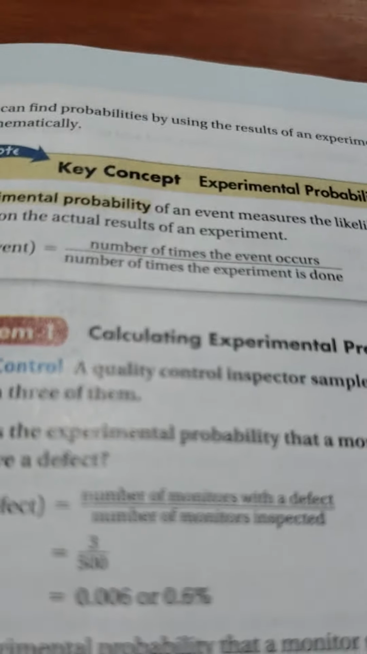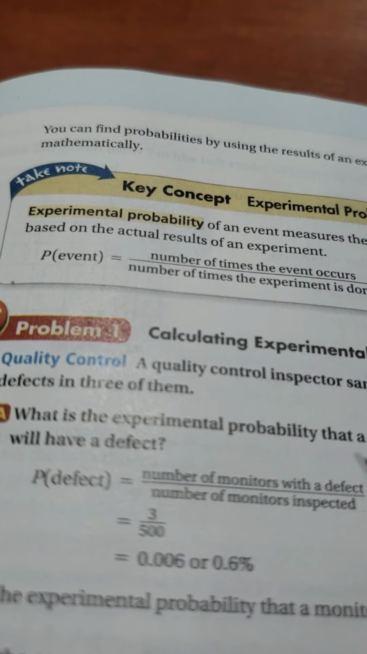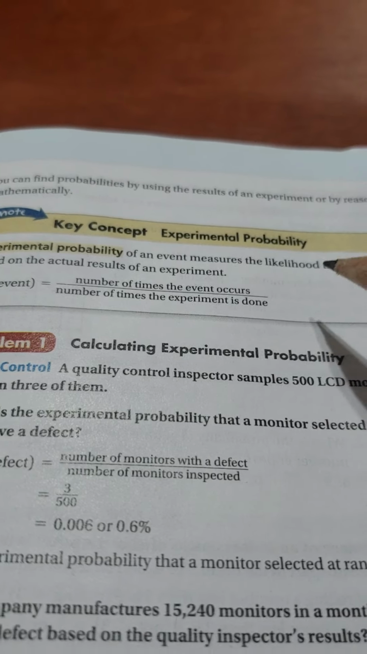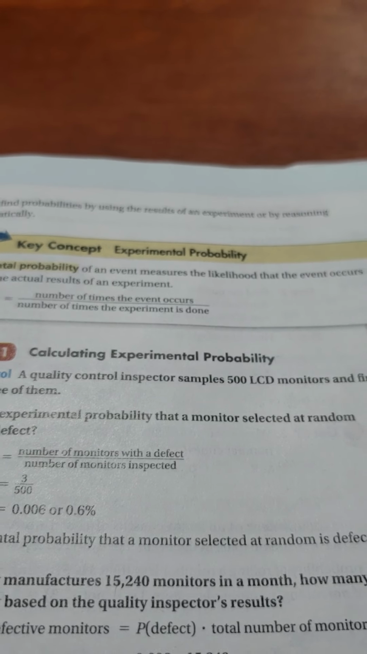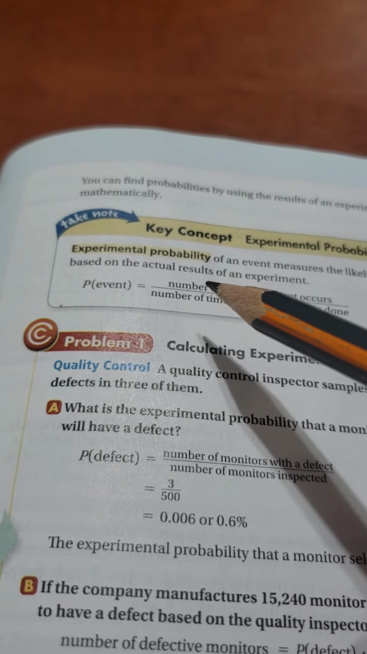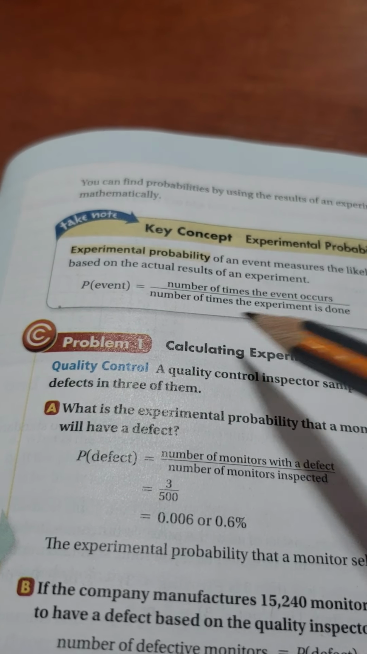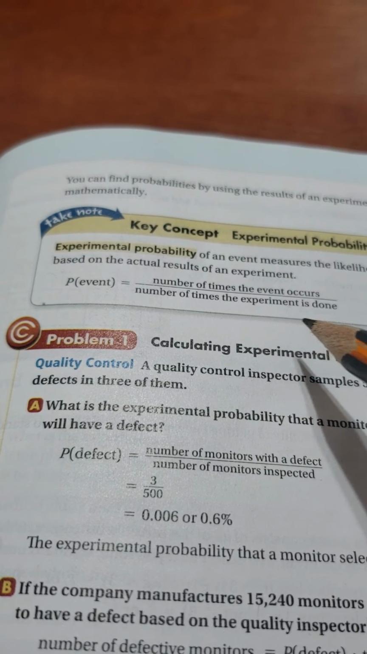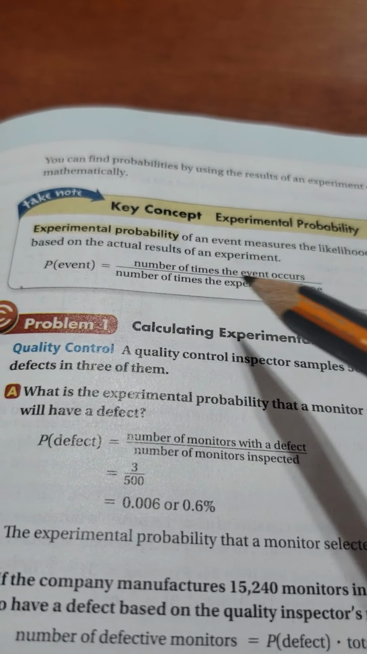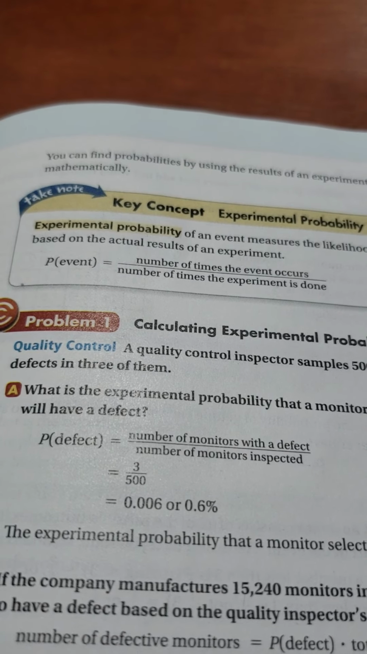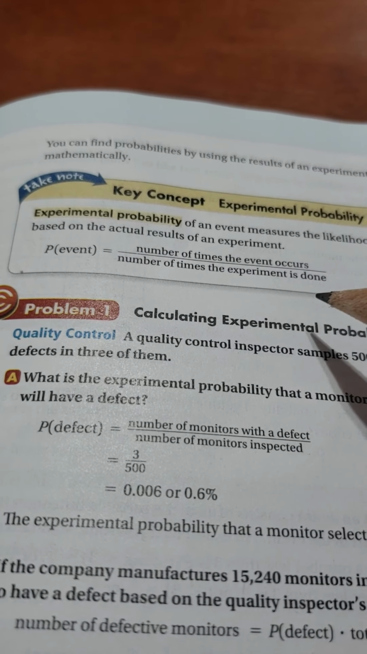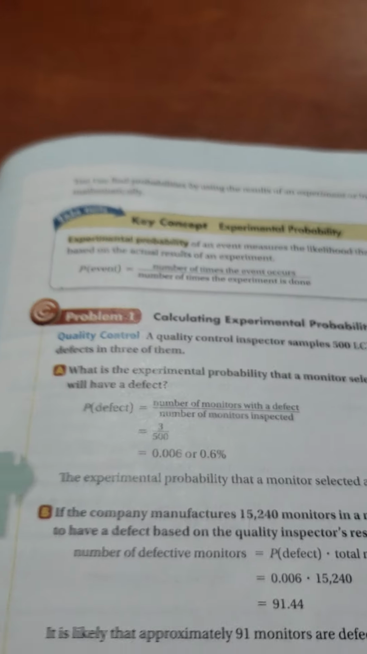But now, let's continue here with experimental probability of an event. It is the likelihood that the event occurs based on actual results of an experiment. Here we have it: the number of times the event occurs over the number of times the experiment is done. That means we are taking a sample of our universe.